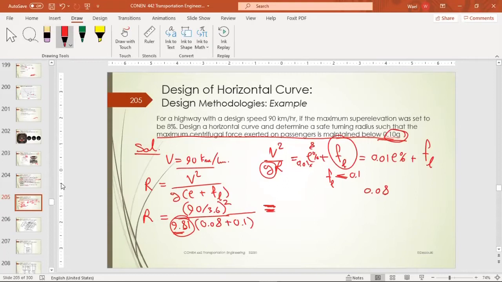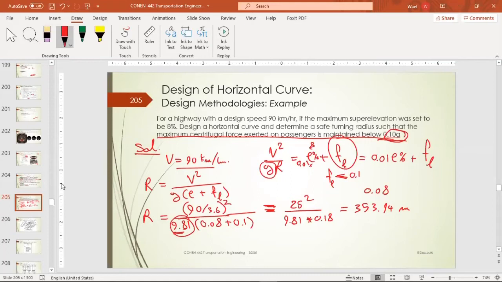Okay, let's solve it. We have 90, so this is basically 25 squared divided by 9.81 multiplied by 0.18, equals 353.94 meters. So what are we going to use here as a radius?